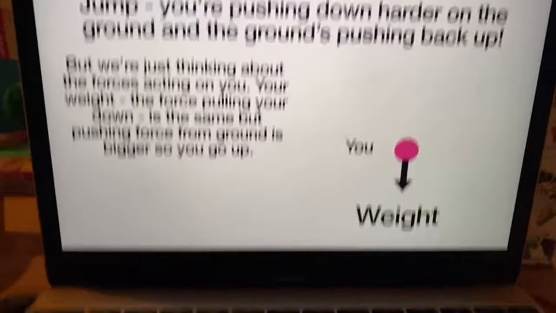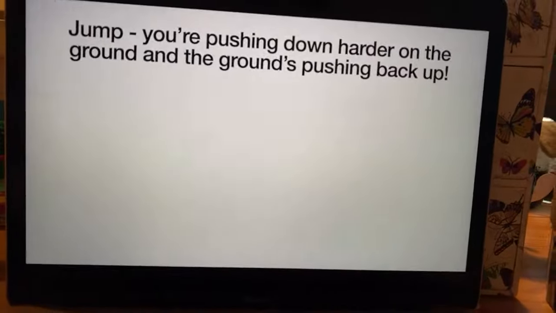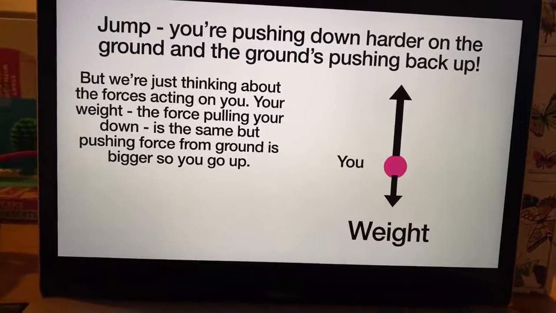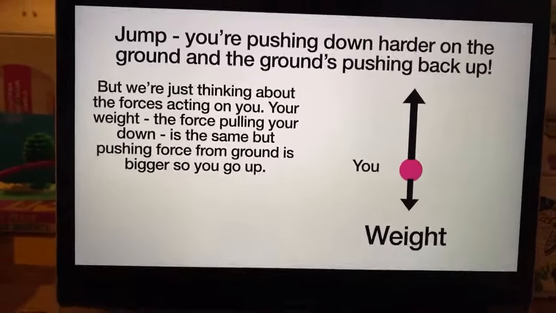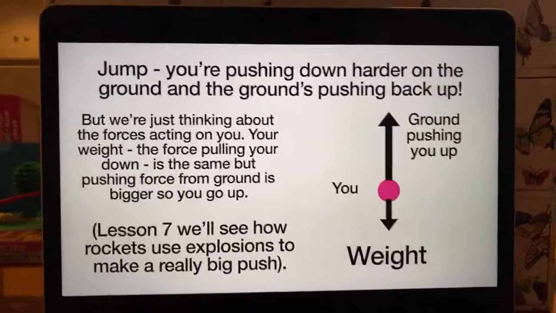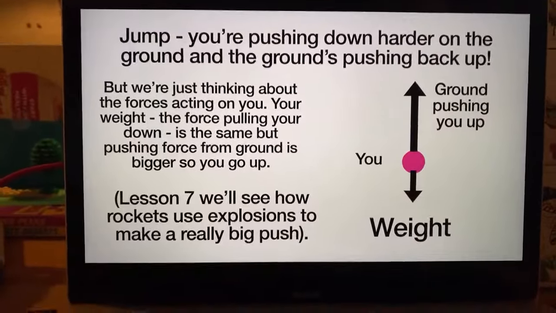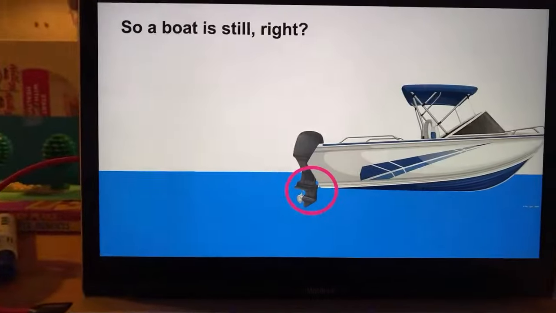So what's happened to the upwards force? Well, you've changed from standing still to going into the air, so there must be more force pushing up on you. And what that force is, you're pushing down harder on the floor, right? When you jump, you push down really hard on the floor, so the floor pushes harder up on you. Like this. So this would be a force diagram for you just starting to move into the air. You have got a weight, but the upwards force is more. So you fly. In lesson 7, we're going to see how rockets just use a massive explosion underneath them to create this really big push.